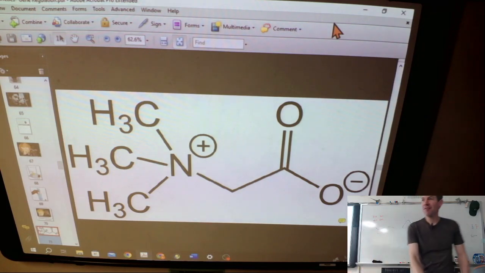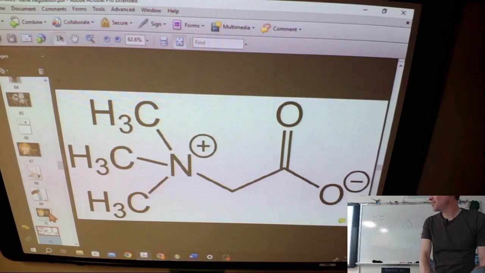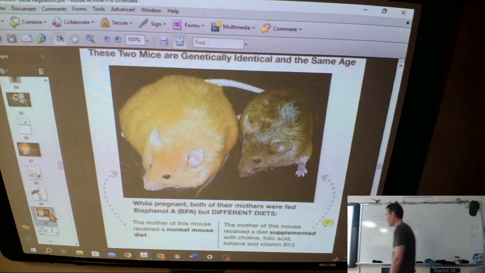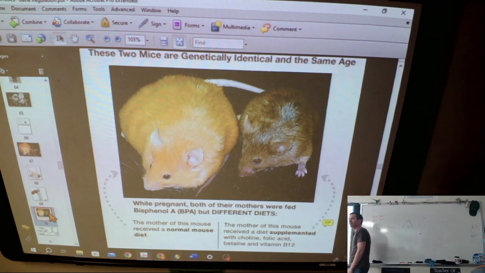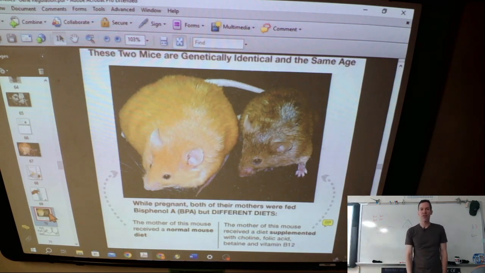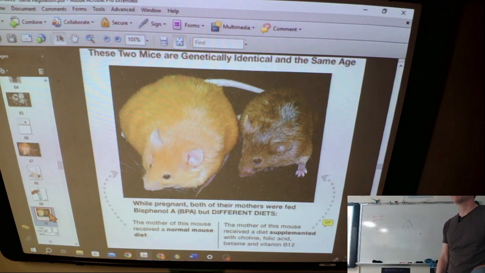Isn't that crazy, though? I find it interesting when you think, oh, now I know why I need folic acid. That provides methyl groups so that I can turn genes off when necessary.